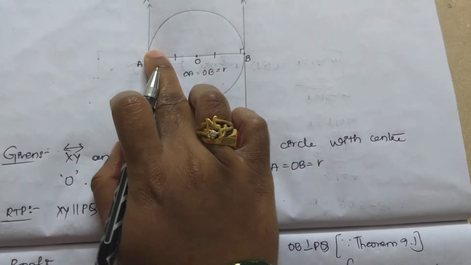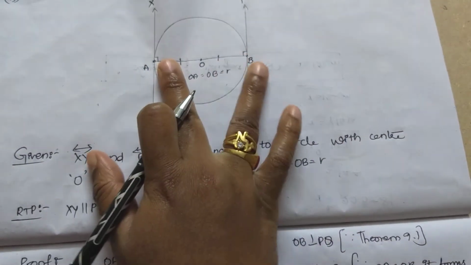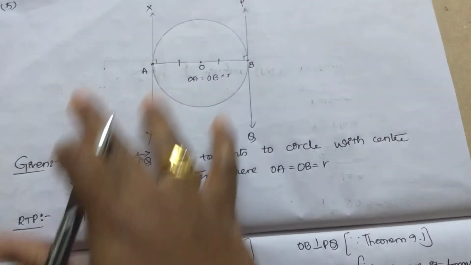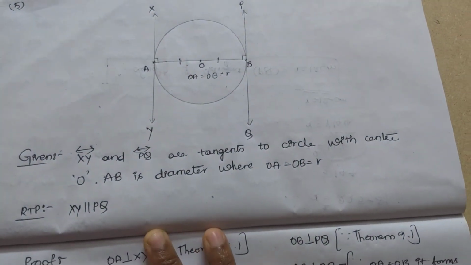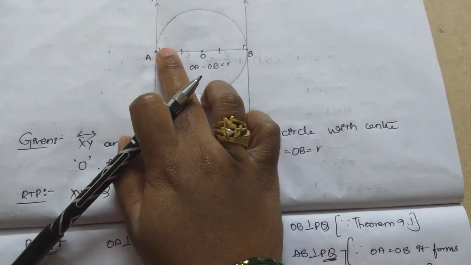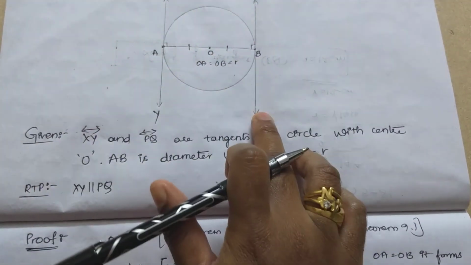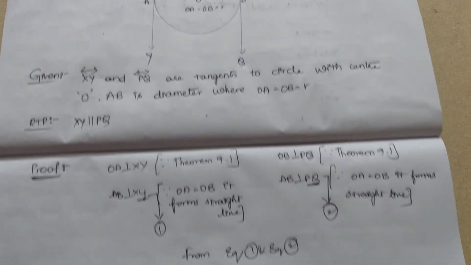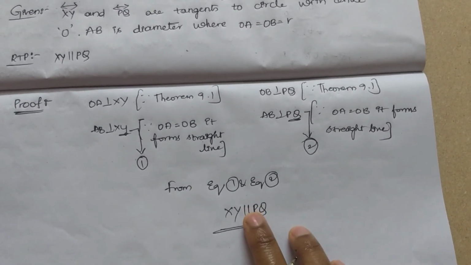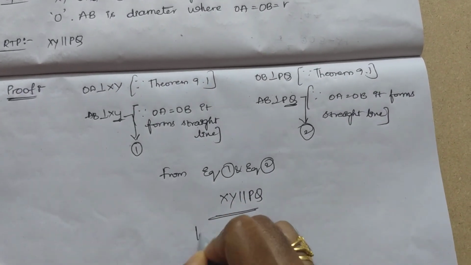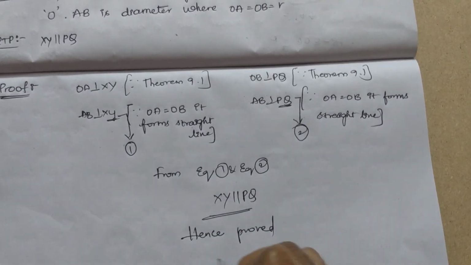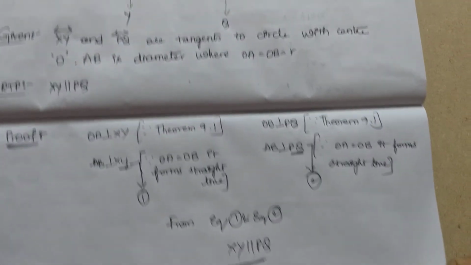Clear? See, because the angle formed is 90 degrees in both the equations. What does it mean? The lines will be parallel, they do not intersect at any other point. So, if the same line is perpendicular to both lines, then the other two lines are parallel to each other. So, from equation 1 and 2, XY is parallel to PQ. So, that is what we need to prove, right? Hence, proved. So, this is the solution.